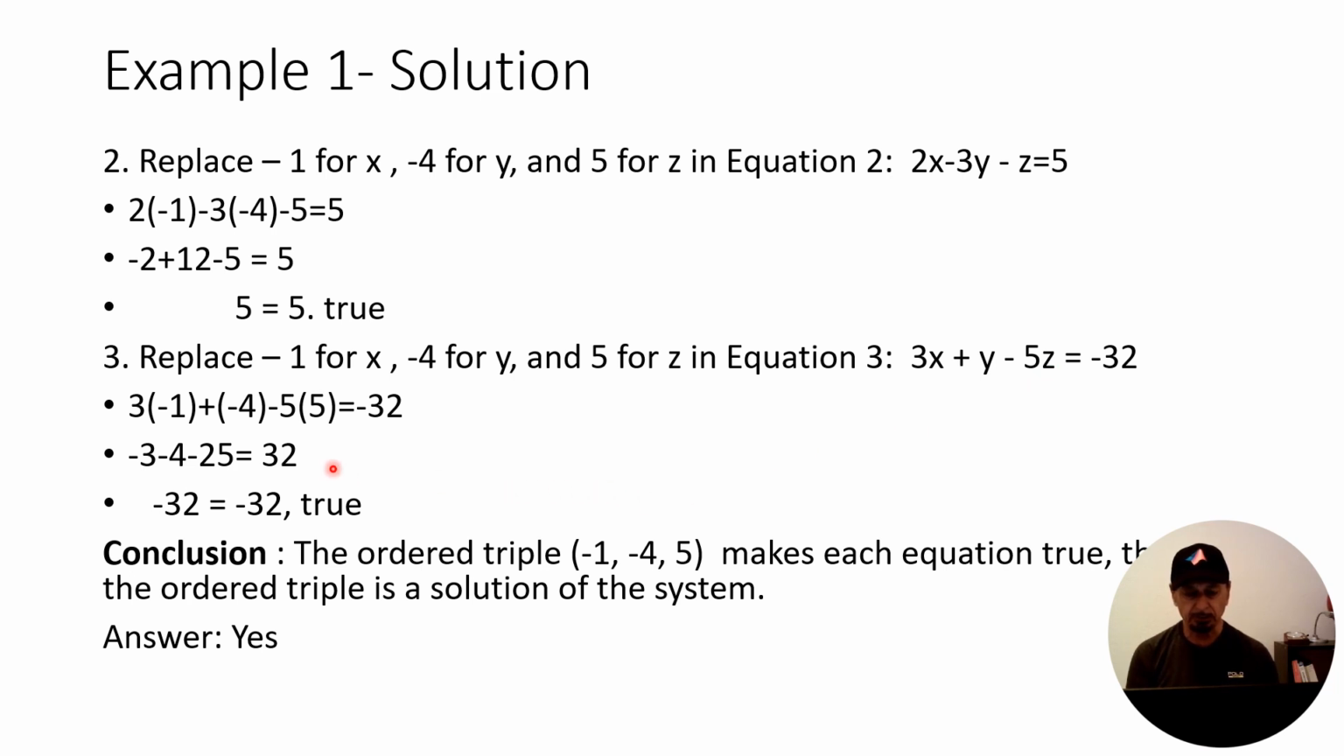So since -1, -4, and 5 is the solution to equation number 1, equation number 2, and equation number 3, we can make the conclusion that the ordered triple -1, -4, 5 is a solution to the system. And so the answer is yes.